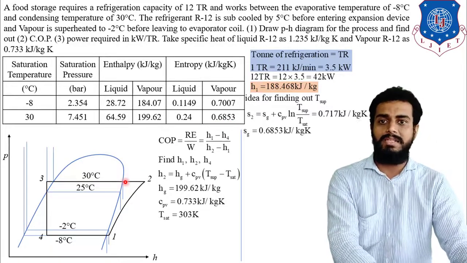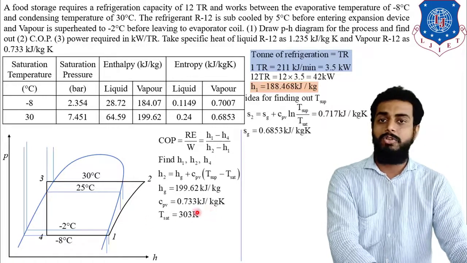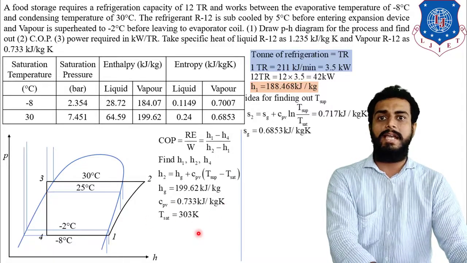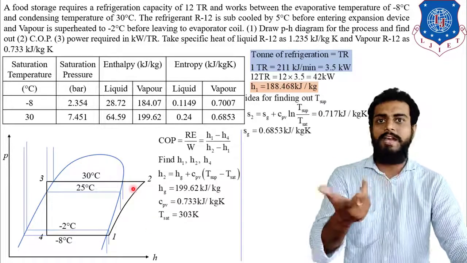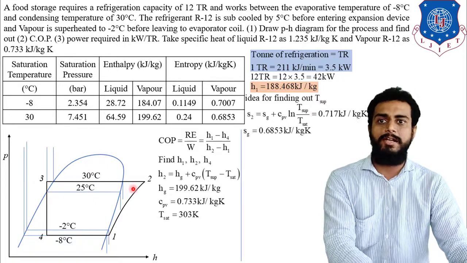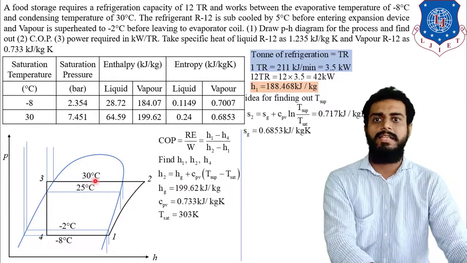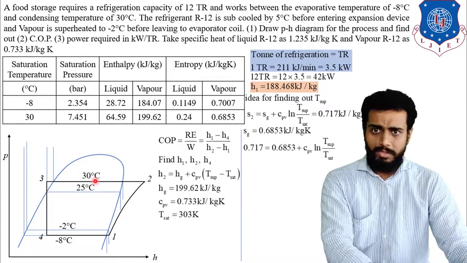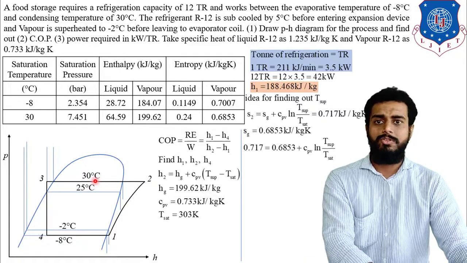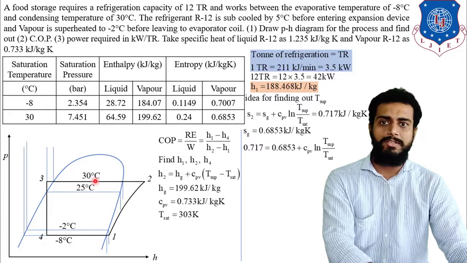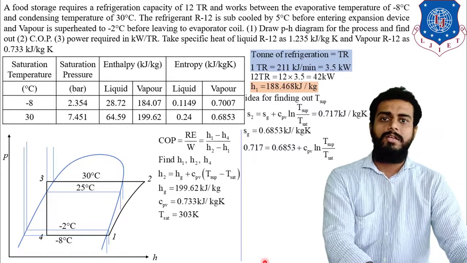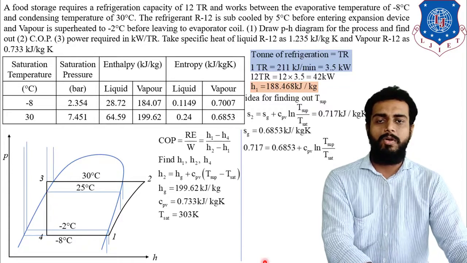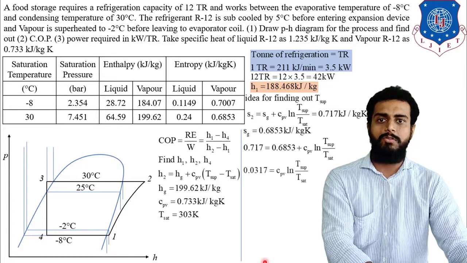Cpv is already known to us, students, that is 0.733 kilojoule per kg Kelvin. T superheated and T saturated. T superheated is what we aim to find, right? And T saturated is 30 degrees Celsius, that you know, so T saturated is 303 Kelvin. So in this equation of S2, we have S2, Sg and Cpv, so we can find out T superheated. Here we will reduce the equation and solve it step by step.